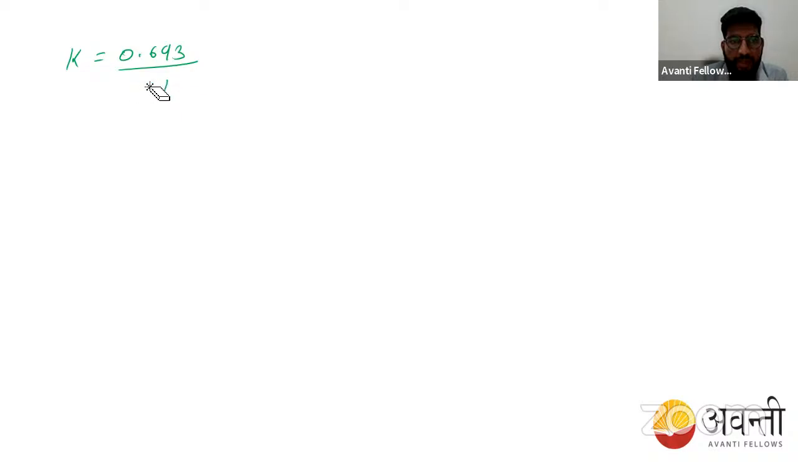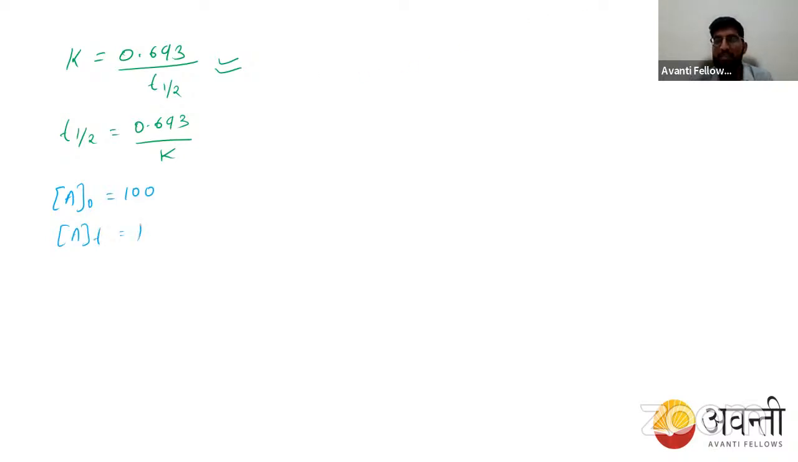So T half is equal to 0.693 by K, or I can put the value like this, no issue. For the 99% completion, if I take the reaction, A naught should be 100 and A t should be 1, because the reaction is 99% complete. So A t is equal to 1.